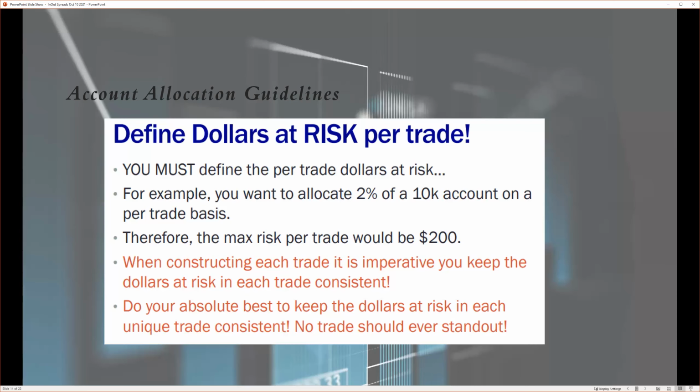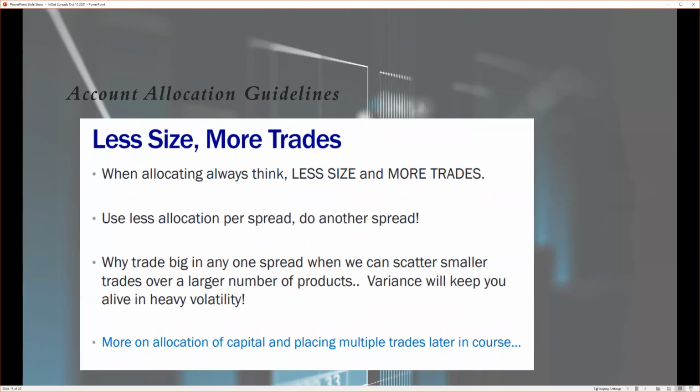So we're clear on that, right? Very important. Less size, more trades. When allocators always think less size and more trades, this is what I just explained to you. Don't go heavy on any of them. Go same size and determine that size in a way that gives you the ability to have more trades. That is imperative. That is music to our ears, right? Because we're going to be trading all the time.